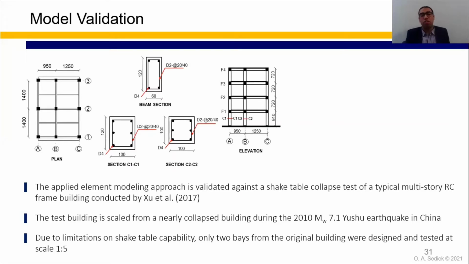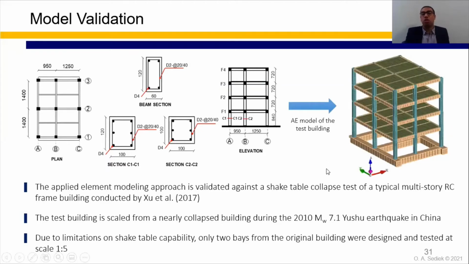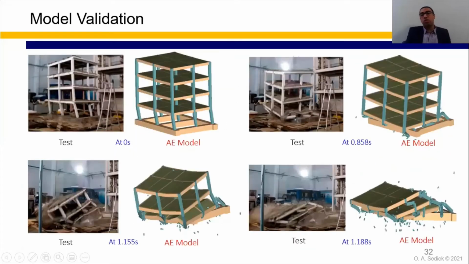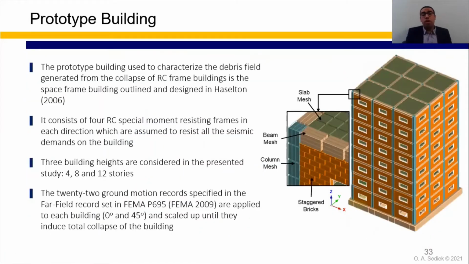These are the constructional drawings of the test building, and this is the applied element model of the test building. As we can see here, this is a comparison between the behavior of the building in the test and the behavior of the applied element model of the building. The applied element model is able to capture the collapse behavior of the building, and more importantly, it can capture the final debris shape after the building collapse, which is the focus of the current study.